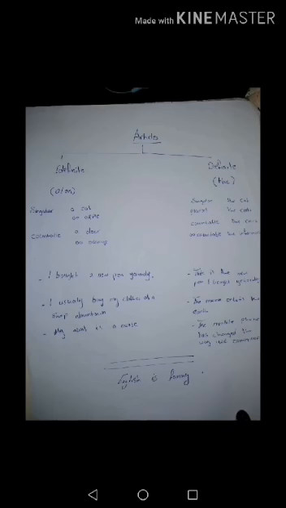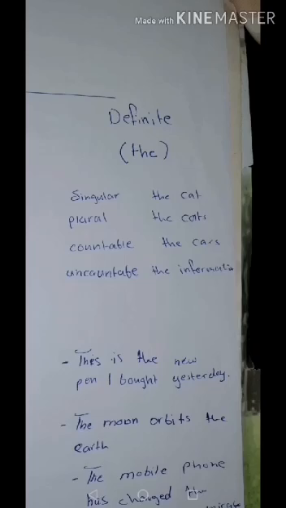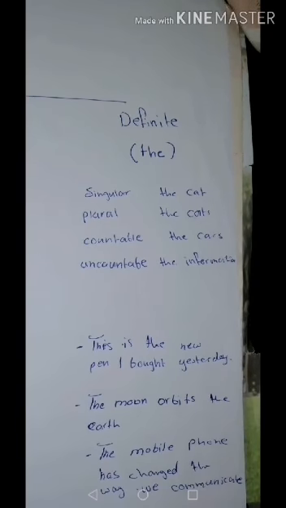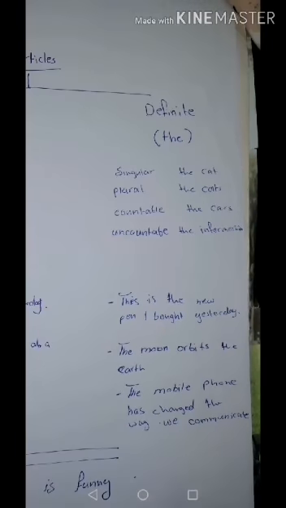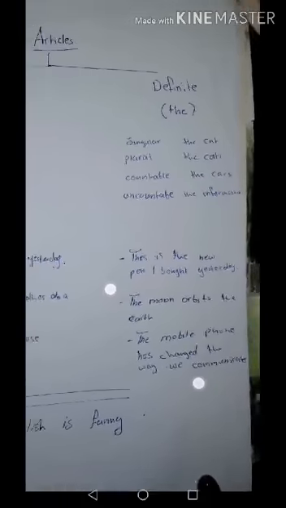Okay. Now نيجي لاستخدام the، نستخدمها مع السنجولر والبلورال والcountable والuncountable. استخدام the ما بيفرق معنا إذا كان عندي الناون جمع أو مفرد. Okay, for example singular the cat, plural the cats, countable the cars, uncountable the information. Countable اللي هو معدود، uncountable الغير معدود، والinformation اللي هي المعلومات تعد uncountable noun.